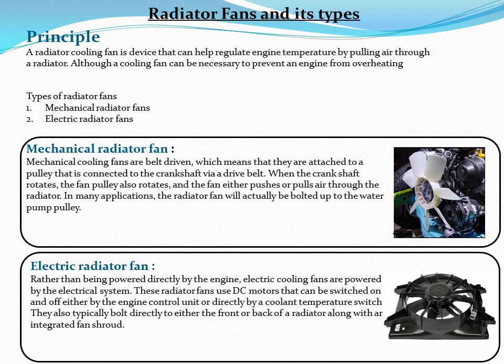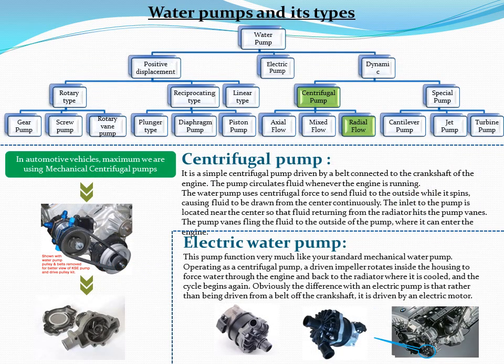Moving to the next slide, water pumps and their types. Water pumps have three types: positive displacement, electric pump, and finally dynamic pump. The positive displacement has three types: rotary type, reciprocating type, and linear type.